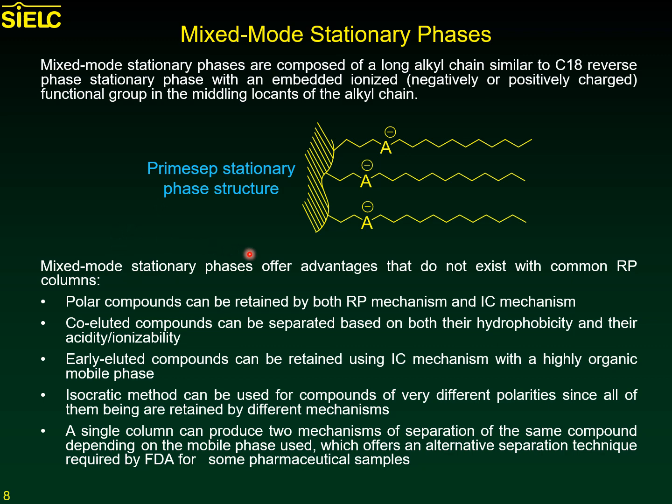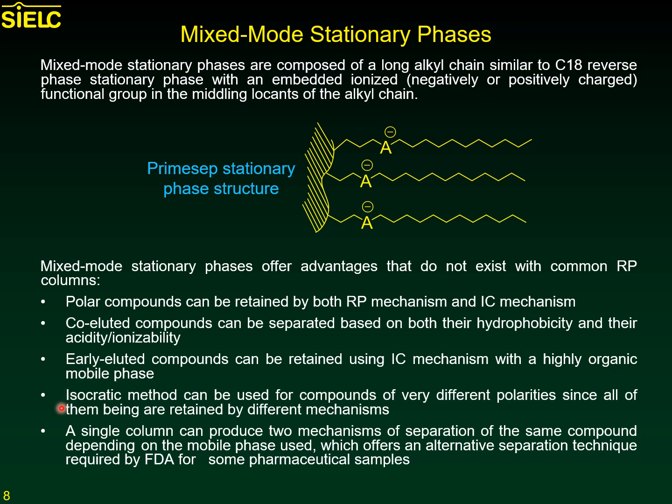Mixed-mode stationary phases offer several advantages that don't exist with reverse phase columns, including polar compounds being able to be retained by both reverse phase mechanisms and ion exchange mechanisms. Co-eluted compounds can now be separated based on both their hydrophobicity as well as their ionizability or their acidity. Early eluted compounds can be retained using an ion exchange mechanism while also using a highly organic mobile phase. An isocratic method of elution can actually be used for compounds that have very different polarities since all of them are being retained by different mechanisms.